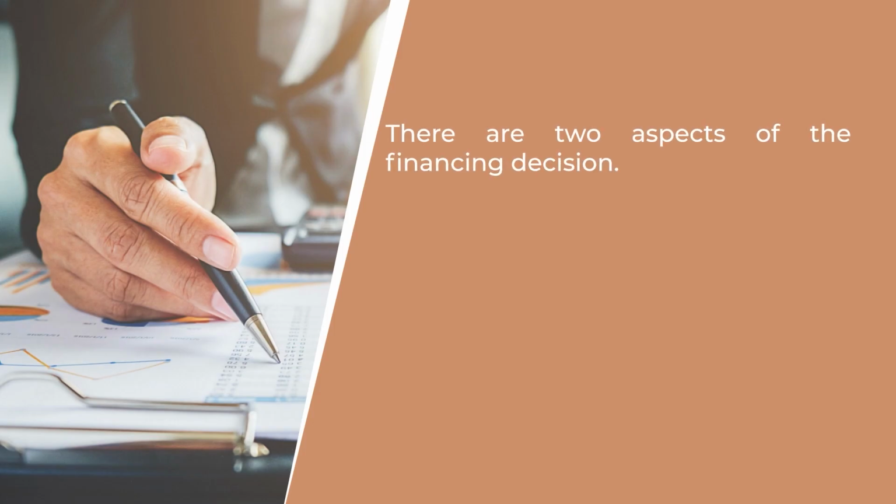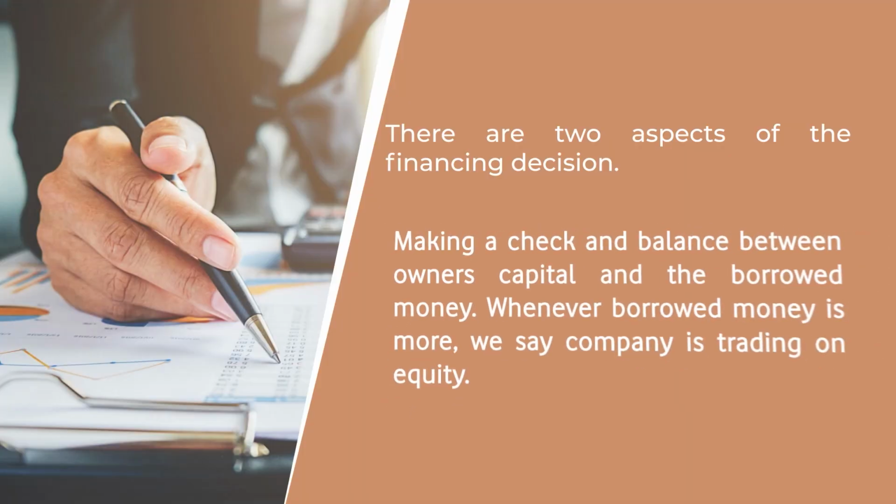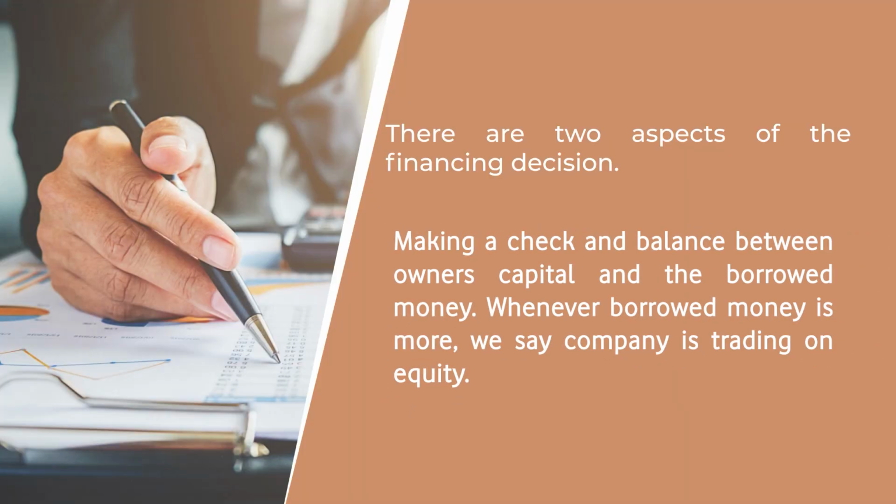There are two aspects of the financing decision, the capital structure theory and the capital structure decision. When we talk about capital structure theory, we are talking about whether we should have only borrowed money, only owner's money, or a mix of owner's money and borrowed money. That means making a check and balance between owner's capital and the borrowed money.